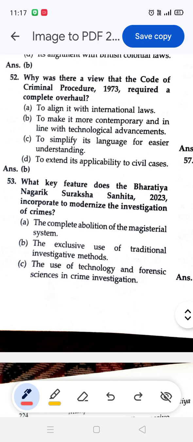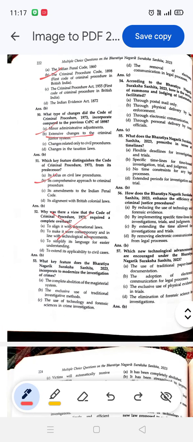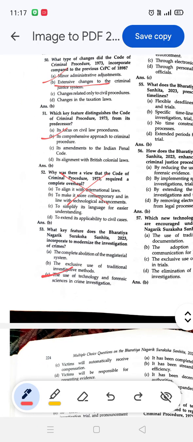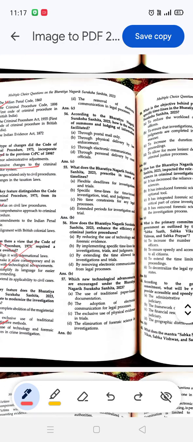Question number 53. What key feature does the BNSS 2023 incorporate to modernize the investigation of crime? So here option C is correct, the use of technology and forensic sciences in criminal investigations.